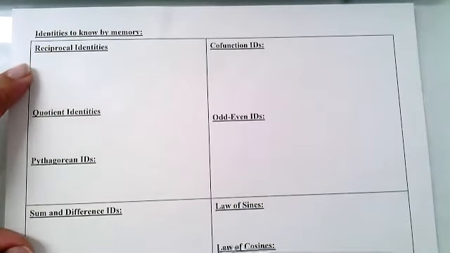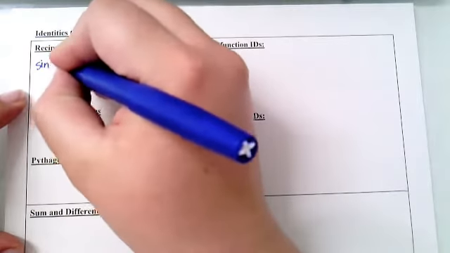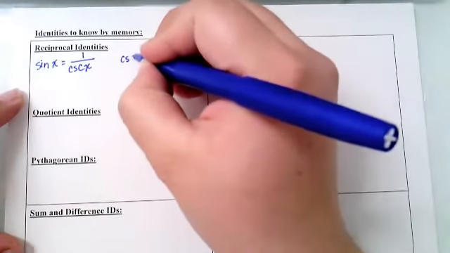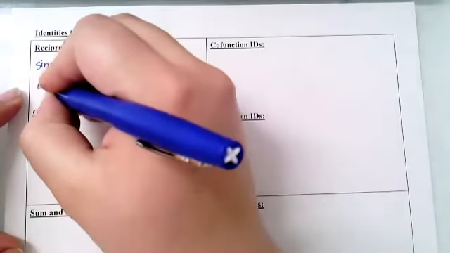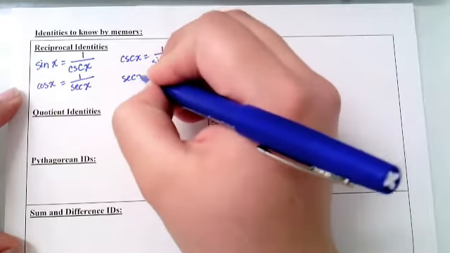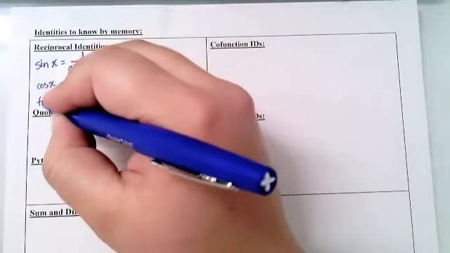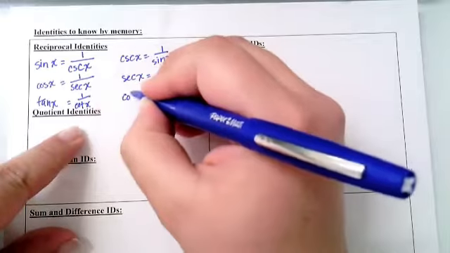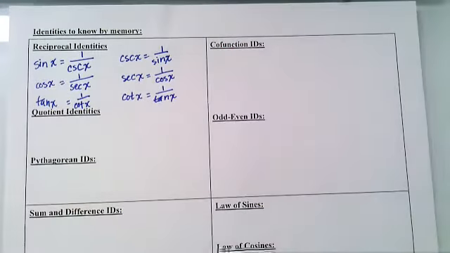So the identities to know by memory, we're going to start with our reciprocal identities. Those are the functions that are reciprocals. So for example, the sine of x is the reciprocal of cosecant of x. Cosecant of x is then the reciprocal of sine of x. We also have cosine is the reciprocal of secant, which means that secant is the reciprocal of cosine. And tangent is the reciprocal of cotangent, which means that cotangent is the reciprocal of tangent. So those are all of our reciprocal identities.